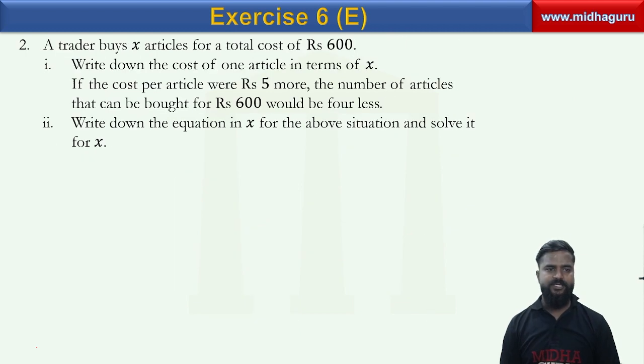Now the next question says, a trader buys X articles for a total cost of rupees 600. Write down the cost of one article in terms of X. If the cost per article were rupees 5 more, the number of articles that can be bought for rupees 600 would be 4 less. Write down the equation in X for the above situation and solve it for X. So let's start by forming the equation first.